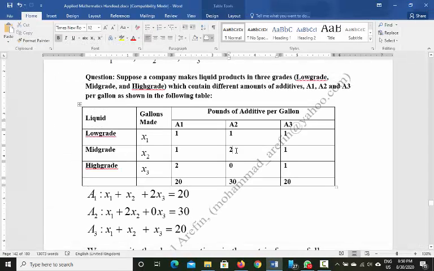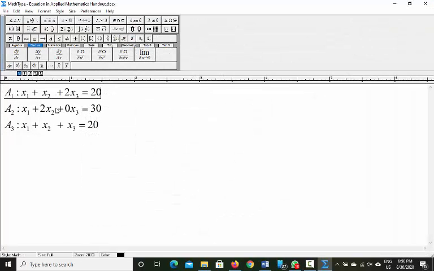If we produce 1 gallon of mid grade liquid, we will use 2 pounds of A2. We are producing x2 gallons of mid grade. If we produce x2 gallons, we will use 2 multiplied by x2, that means 2x2 pounds of A2. So we are also using 2x2 pounds of A2, right?